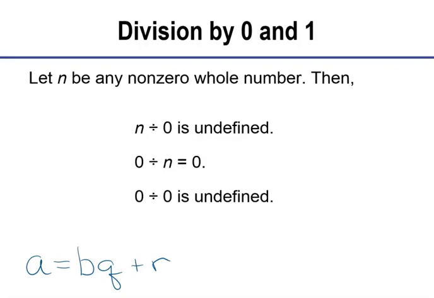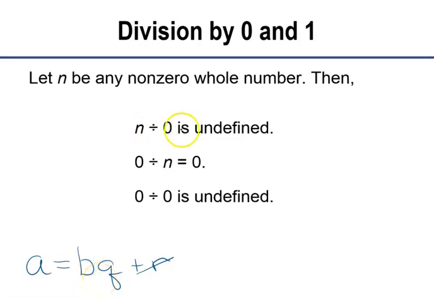Now, here's what I want to think about. In these situations, let's ignore R for the moment. Not an issue. All right, my A, remember, that's my dividend. My B is my divisor. And Q is my quotient, which is my answer.